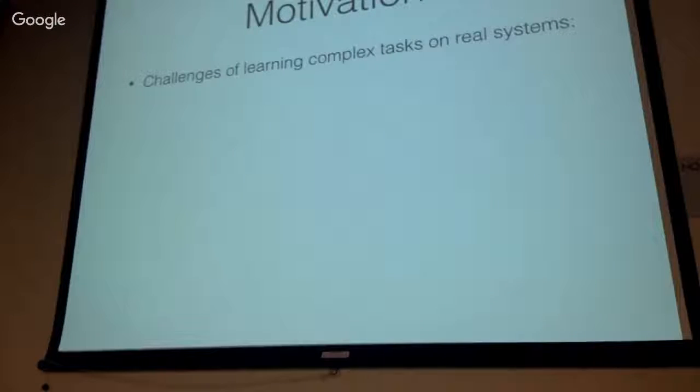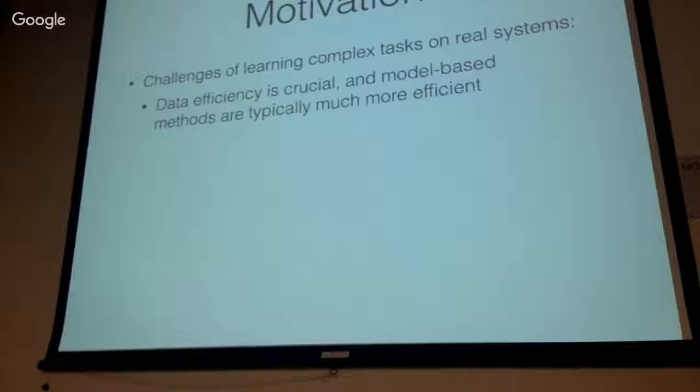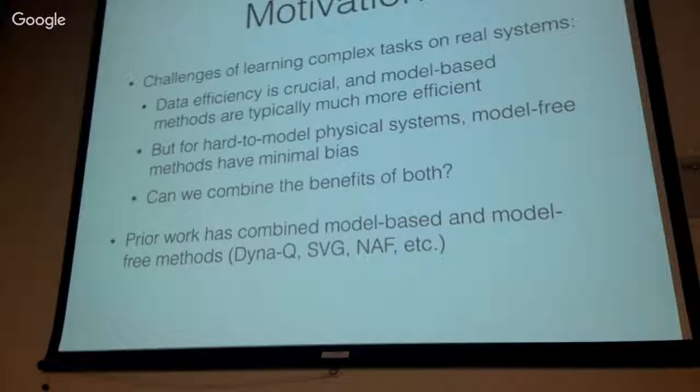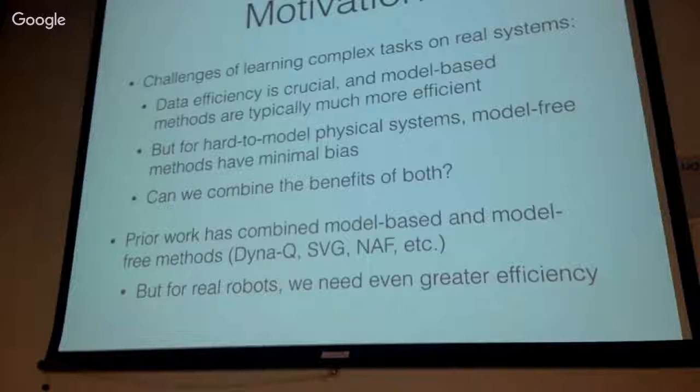So the motivation behind this work is we want to learn complex tasks, hopefully from scratch, on real complex dynamic systems. And here data efficiency is crucial. A lot of model-based methods are typically much more efficient. However, they suffer from modeling bias, especially for more complex, hard-to-model physical systems. And that's where model-free methods excel because they have minimal bias. So the question is how to combine the benefits of both. Some prior work has looked at combining model-based and model-free methods, but for real robots, we need even greater efficiency than what we've been able to achieve so far.